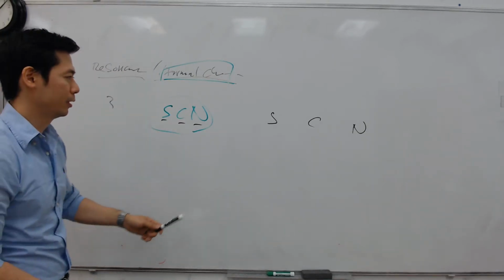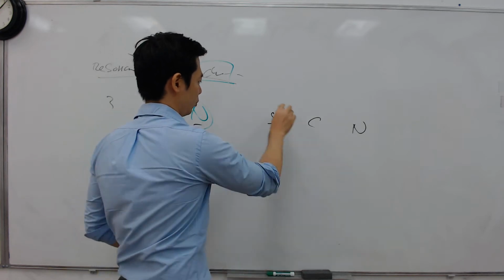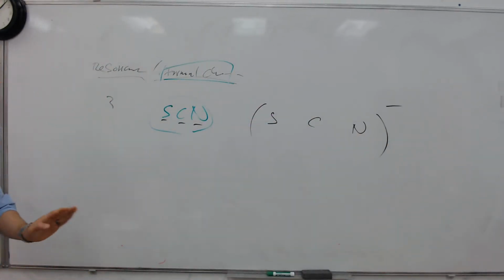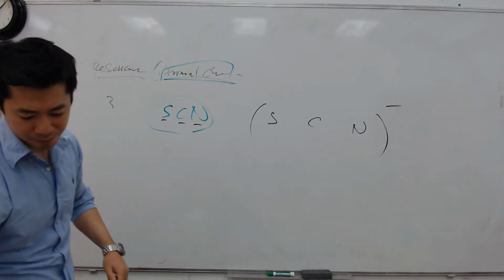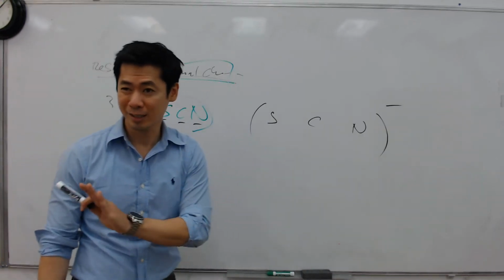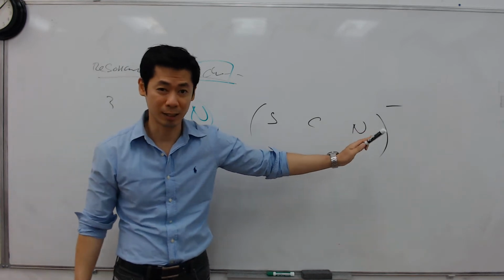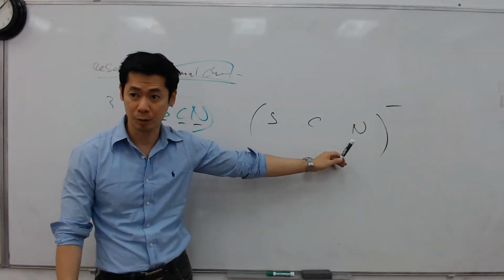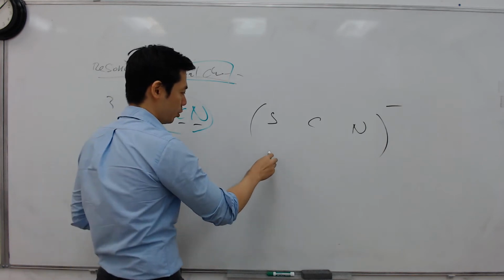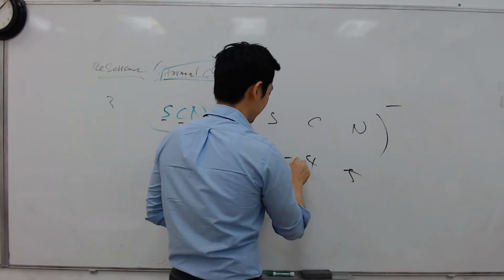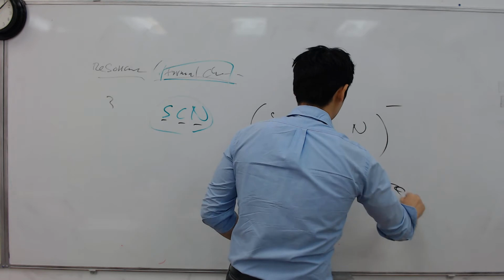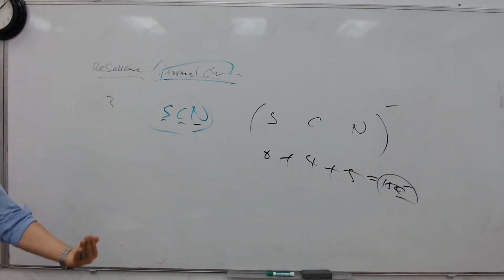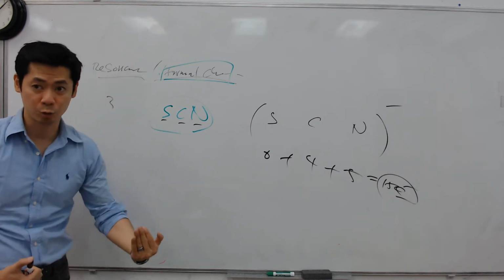Let's provide this with a minus charge, SCN minus. Why do I think it's not going to work? You can draw the Lewis dots, but what's the problem? You will have an odd number of electrons. Sulfur has 6 valence electrons, carbon has 4, and nitrogen has 5, which is 15 valence electrons overall. So you can't have the octet because you have an odd number of electrons overall.